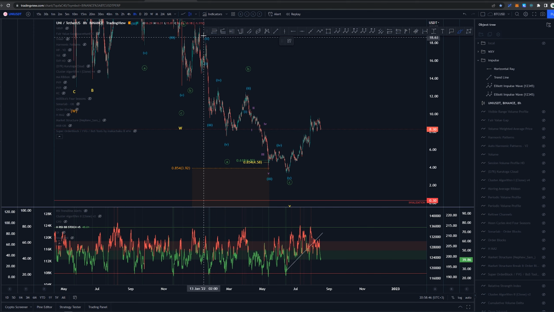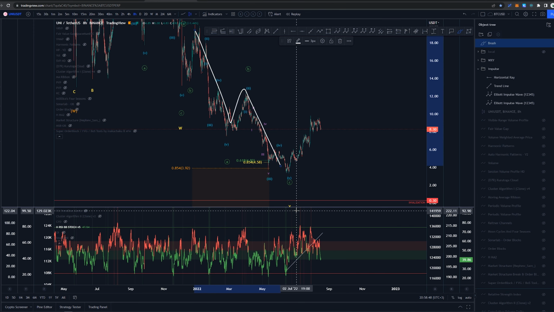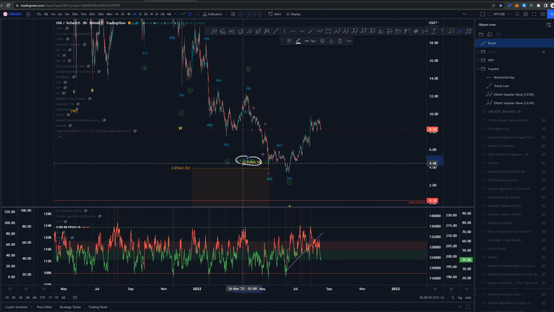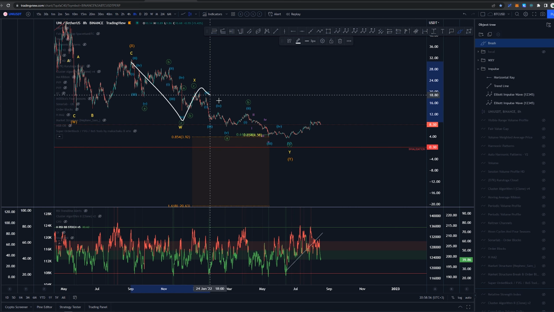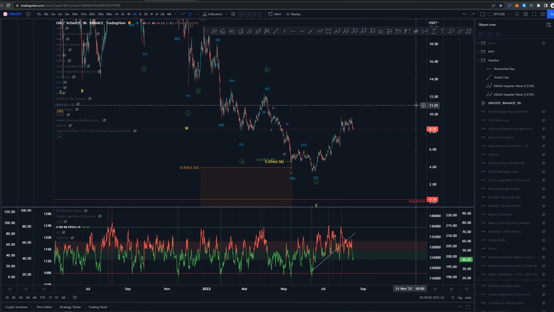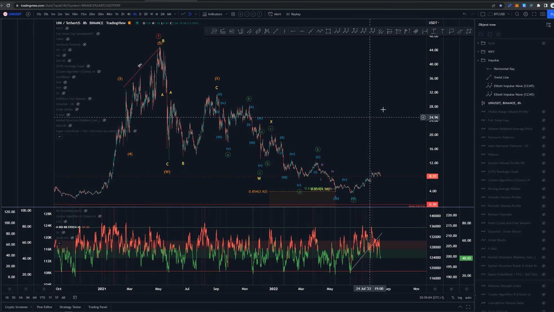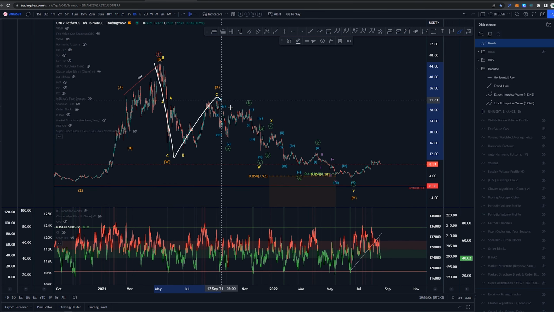For the ABC move here on green or minute count, we're getting to the 0.618. On the yellow or minor count, we are getting right around the 0.854, and 0.854 as well for the WXY on higher time frame of this orange count or the intermediate. Again, that has the possibility of ending this wave 2 right here, and then we could be looking up higher.